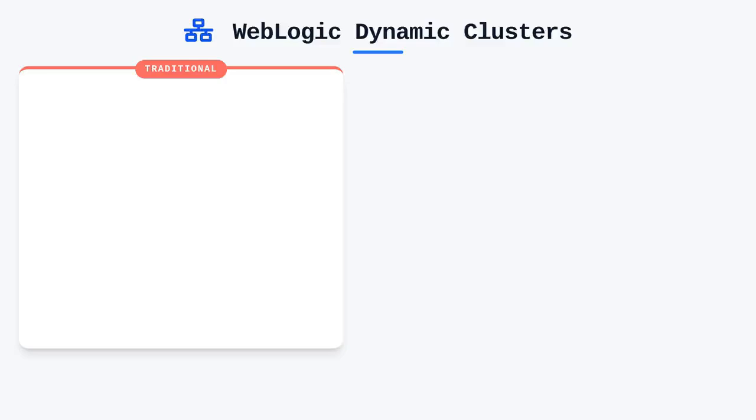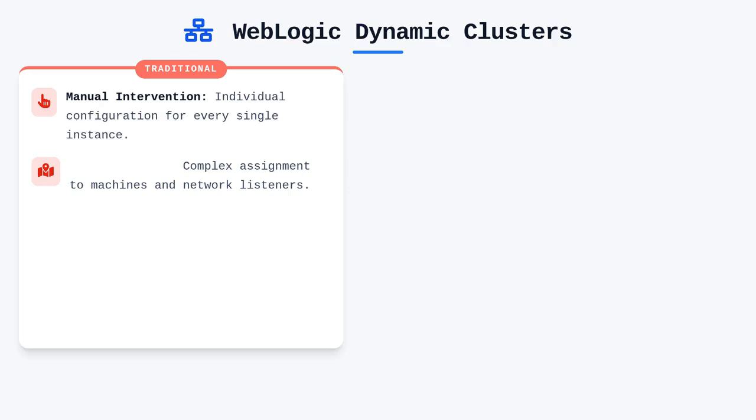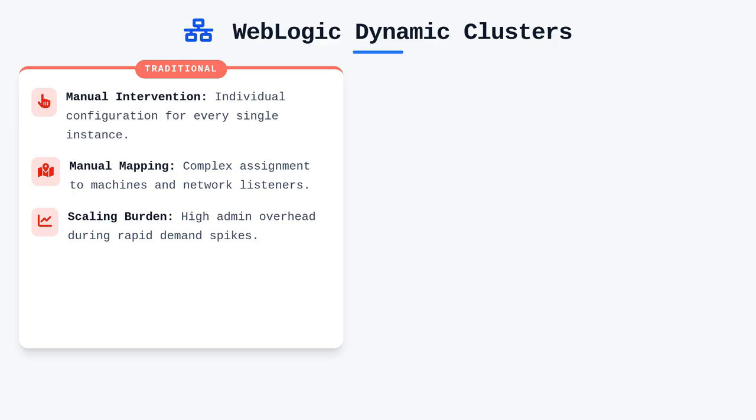Traditional clusters in WebLogic Server necessitate manual intervention for every server instance added to the topology, which involves configuring individual managed servers, assigning them to machine abstractions, and manually mapping network listeners. This administrative overhead becomes a significant burden when your infrastructure requirements scale rapidly in response to volatile application demand.